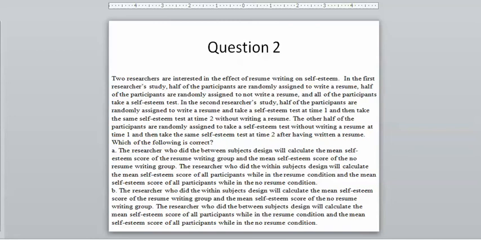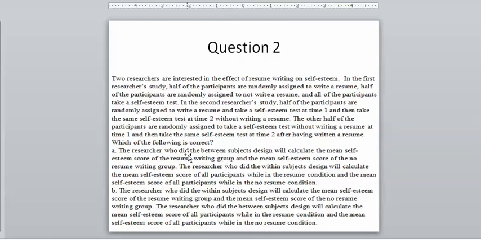Question number 2 is saying that 2 researchers are interested in the effect of resume writing on self-esteem. Half of the participants are randomly assigned to write the resume, and the other half are assigned to not write the resume. That's the between subjects design. In a second researcher study, all participants write the resume and take the self-esteem test at one of the 2 time points, and they also don't write the resume and then take the self-esteem test at the other time point, which is the within subjects design. It's the same scenario we had before in question 1.